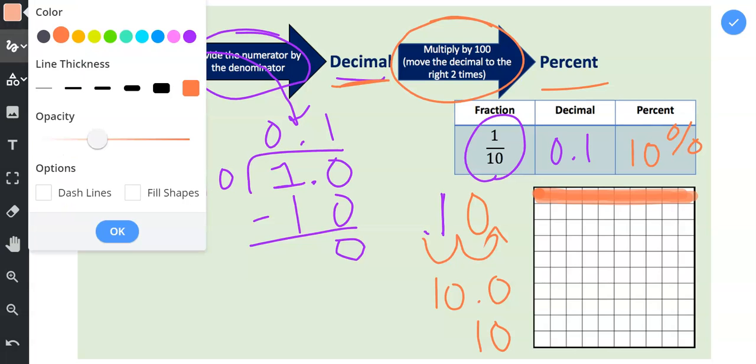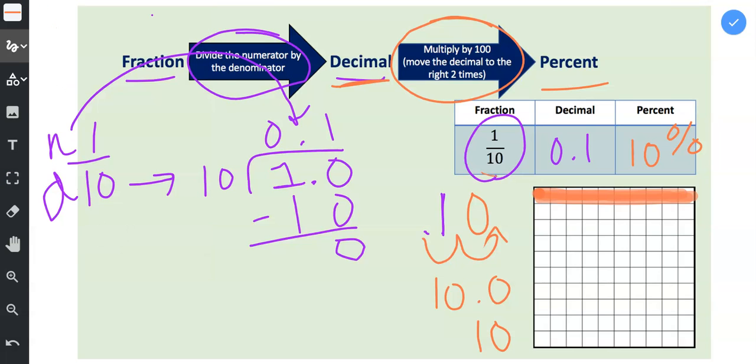Now, what's interesting about a decimal like this is that when the denominator is a 10 or a 100 or a 1000, you can just use place value to change it to a decimal. So 1/10, well, if it has a denominator of 10, you would just place the numerator in the 10th place. So that's another way to think about changing this type of a fraction to a decimal.